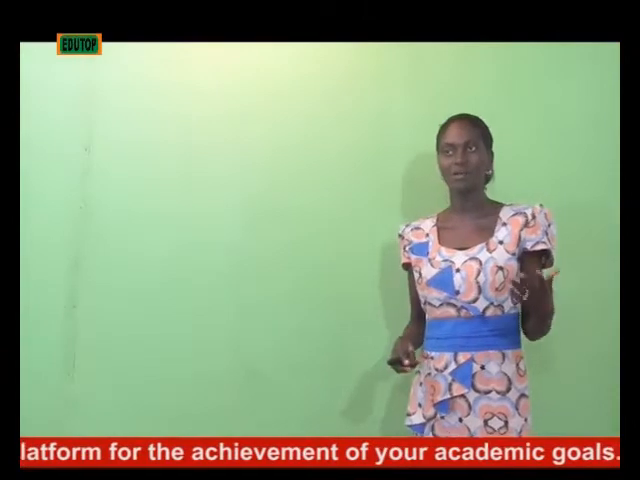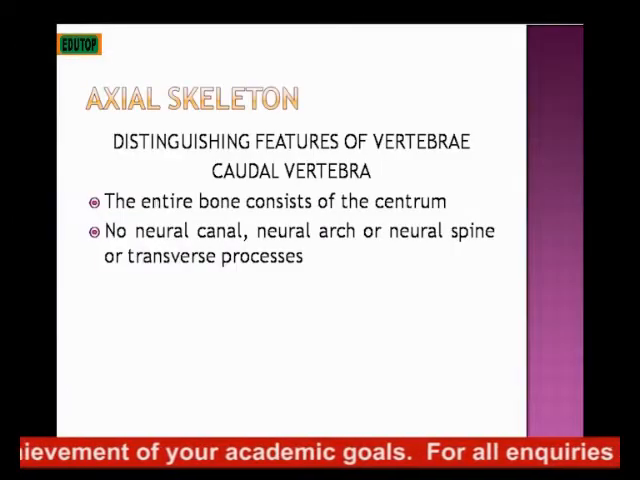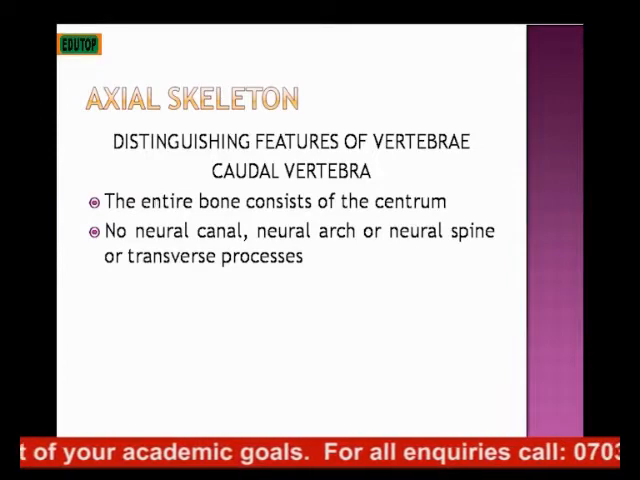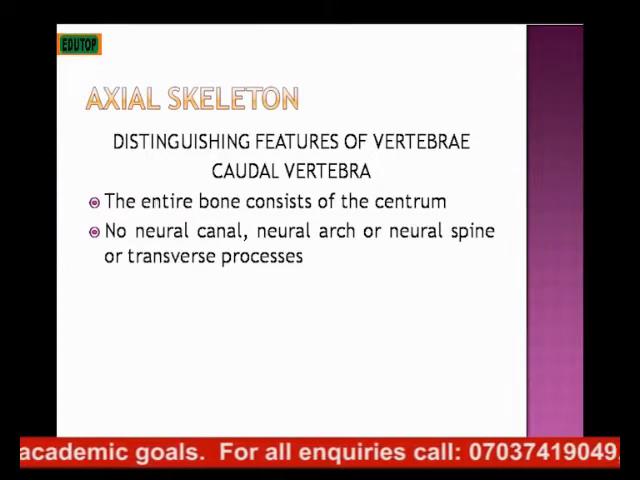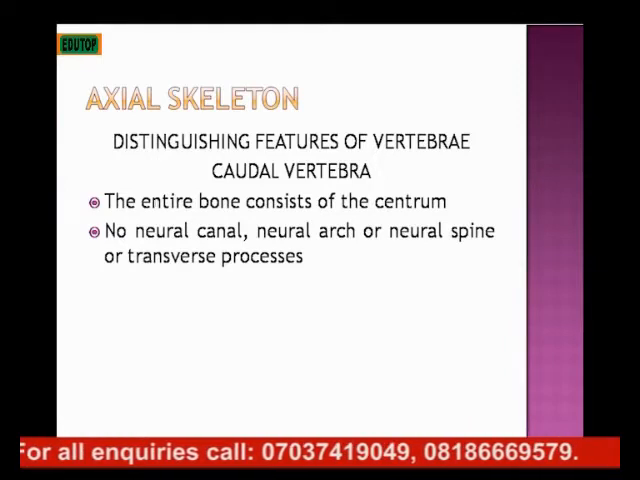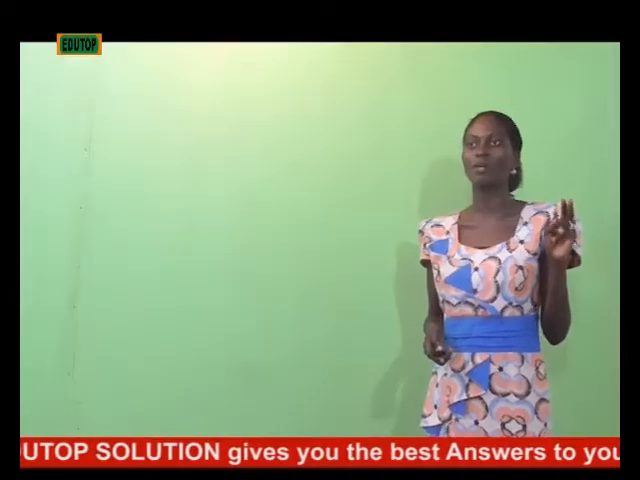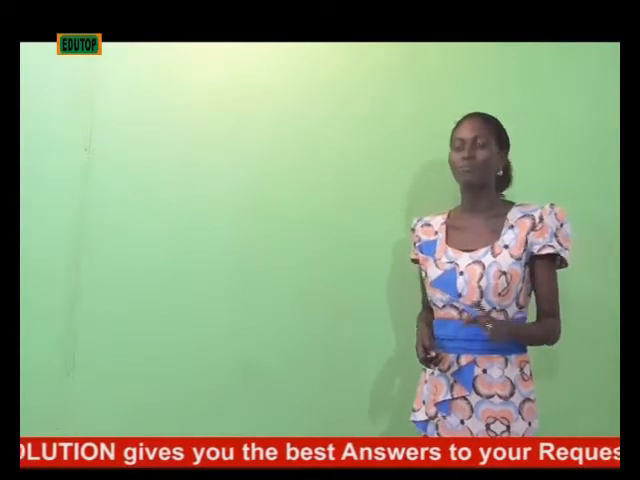Then the last one is the caudal vertebrae, that's the tailbone. The entire bone of the caudal vertebrae consists of the centrum. So it doesn't have a neural canal, neural arch, neural spine or transverse process. It's majorly made up of the centrum.